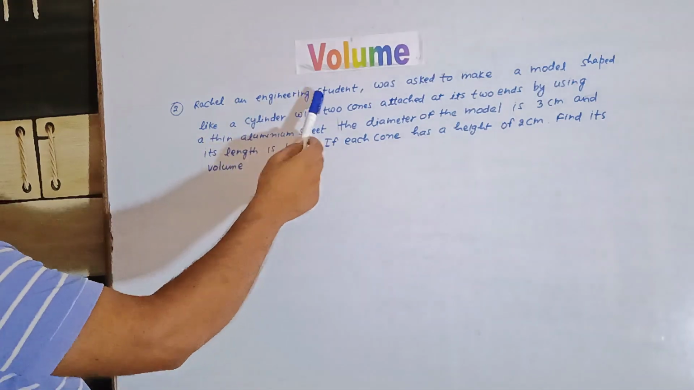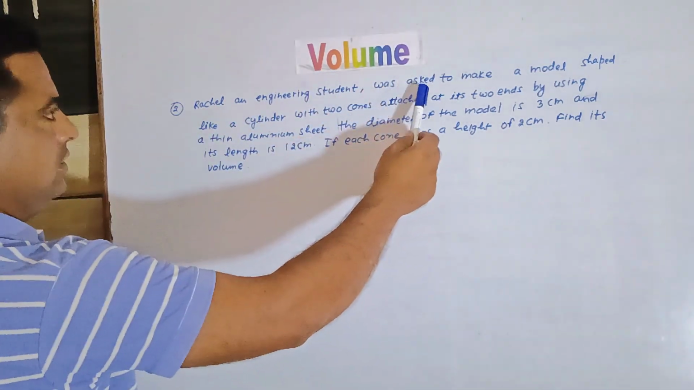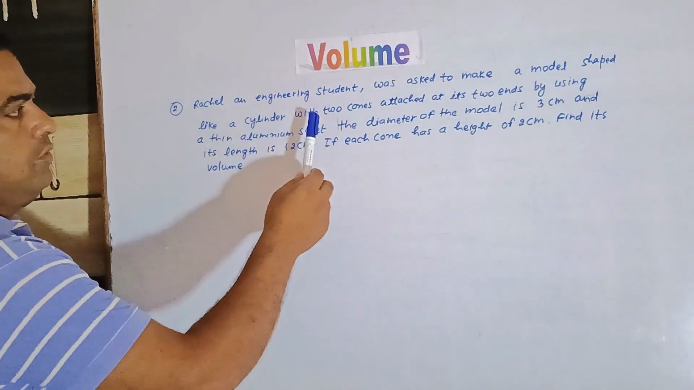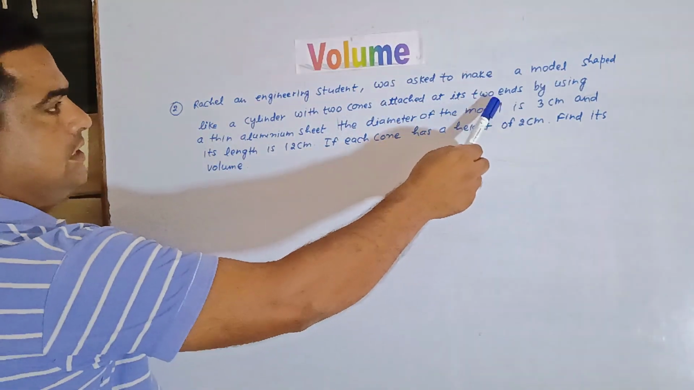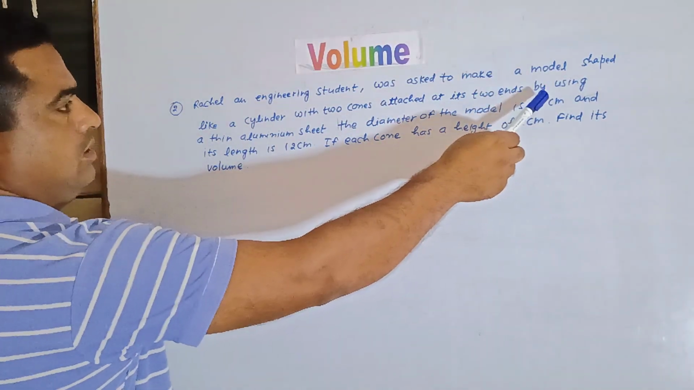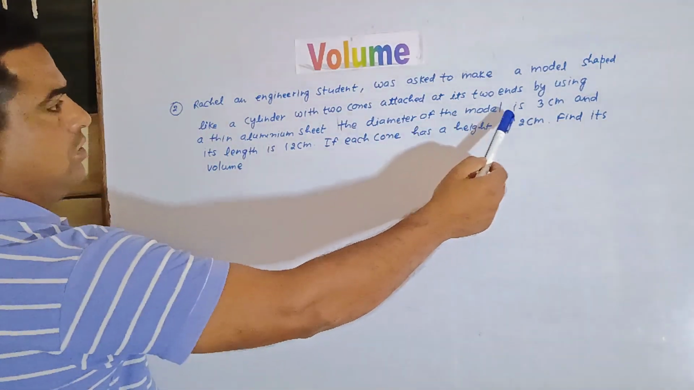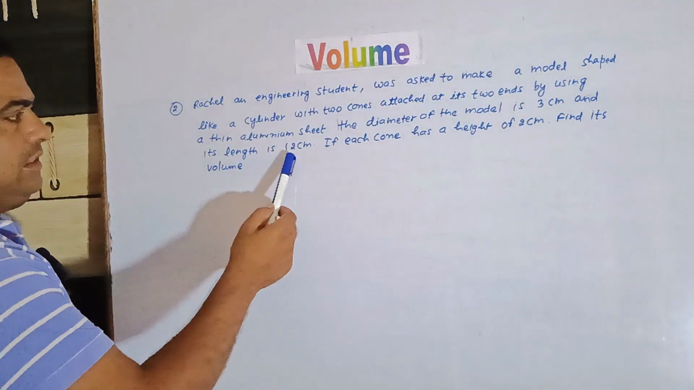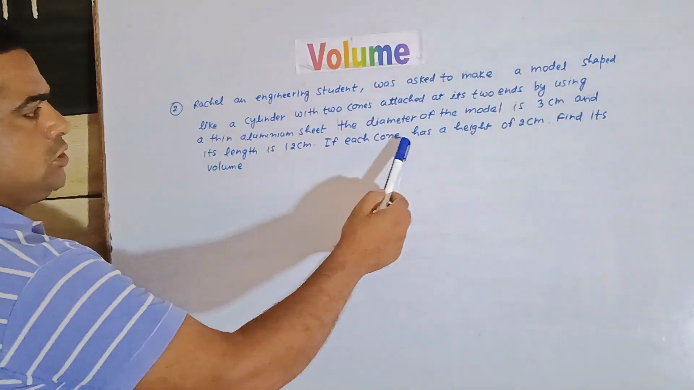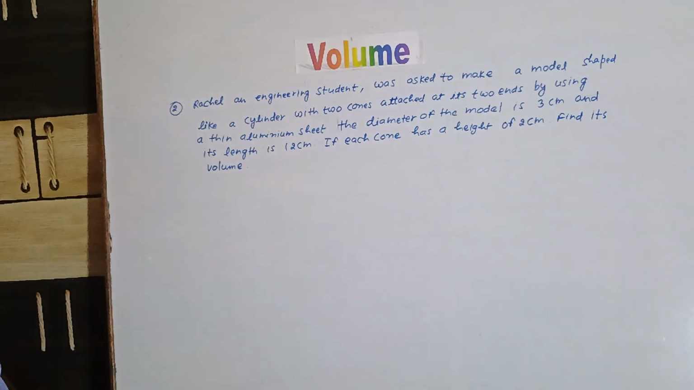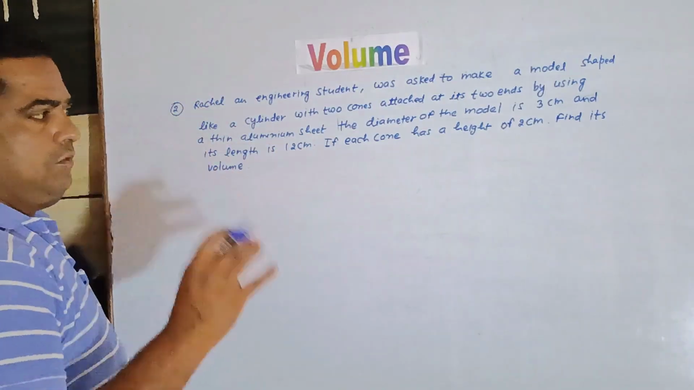Rachel, an engineering student, was asked to make a model shaped like a cylinder with two cones attached at the ends by using a thin aluminium sheet. The diameter of the model is 3 centimeter and its length is 12 centimeter. If each cone has a height of 2 centimeter, find its volume. Students, according to this data, we will draw a figure.